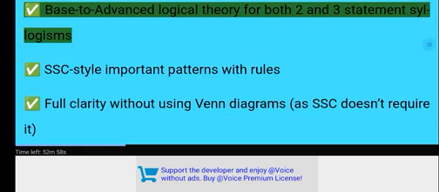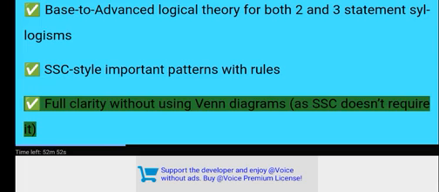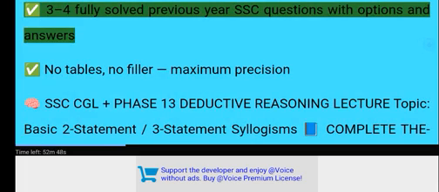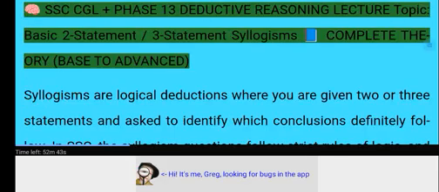You will get checkmark basic to advanced logical theory for both 2 and 3 statement syllogisms. Checkmark SSC style important patterns with rules. Checkmark full clarity without using Venn diagrams, as SSC doesn't require it. Checkmark 3 to 4 fully solved previous year SSC questions with options and answers. Checkmark no tables, no filler, maximum precision. SSC CGL plus Phase 13 deductive reasoning lecture topic: basic 2 statement, 3 statement syllogisms, complete theory from basic to advanced.